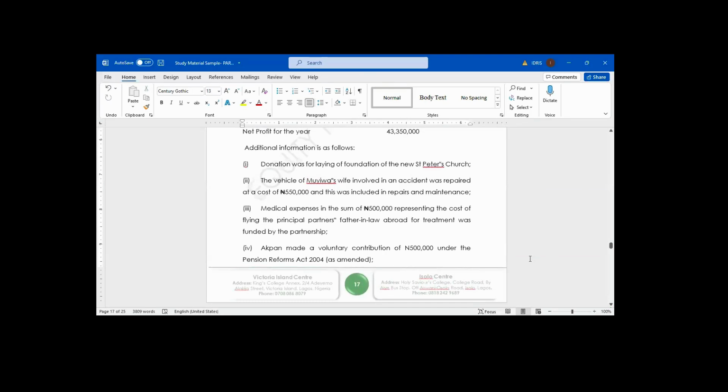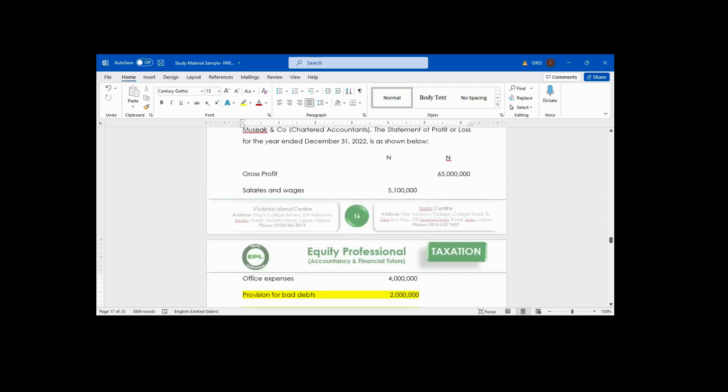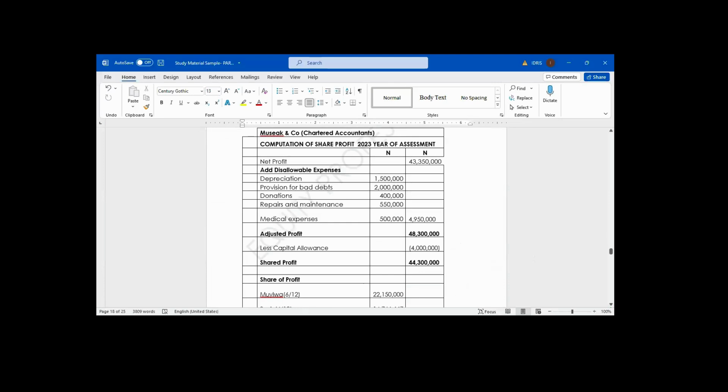We have checked. Look at it, there is one additional information. Read it. The vehicle of one's wife involved in an accident was repaired at a cost of 550,000, and it was included in repairs and maintenance. So how much are we going to disallow in repair and maintenance? We deduct the 550,000. The 550,000 is what we are going to disallow. Can you see that? I disallow 550,000 in repair and maintenance.